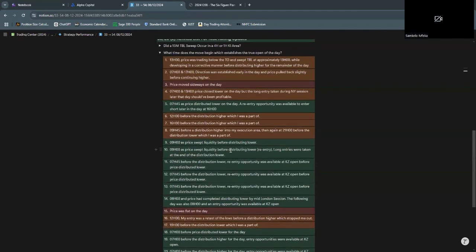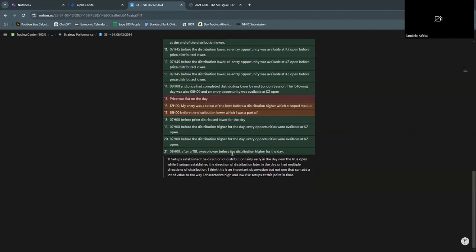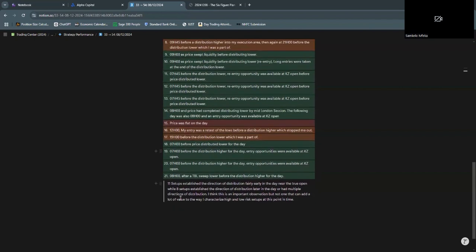And then the third is where price was just flat or moved sideways on the day. And so 11 setups established the direction of distribution fairly early in the day near the true open, while 8 setups established the direction of distribution late in the day or had multiple directions of distribution. So I concluded that while I think this is an important observation, it's not one that can add a lot of value to the way I characterize high and low risk setups at this point in time.